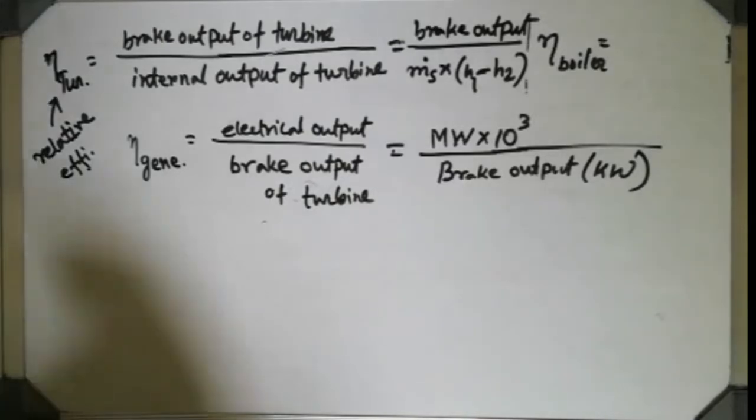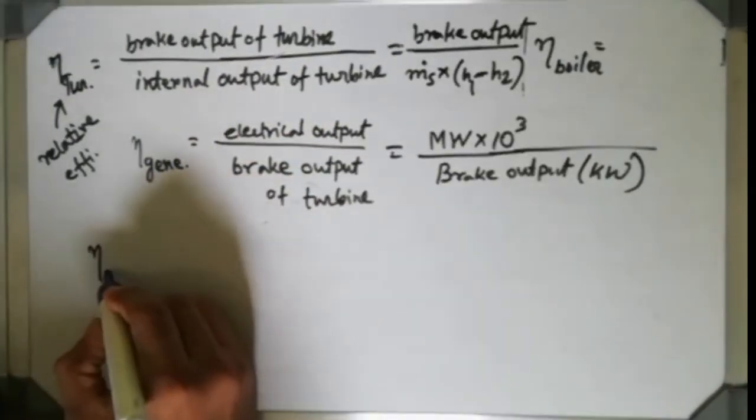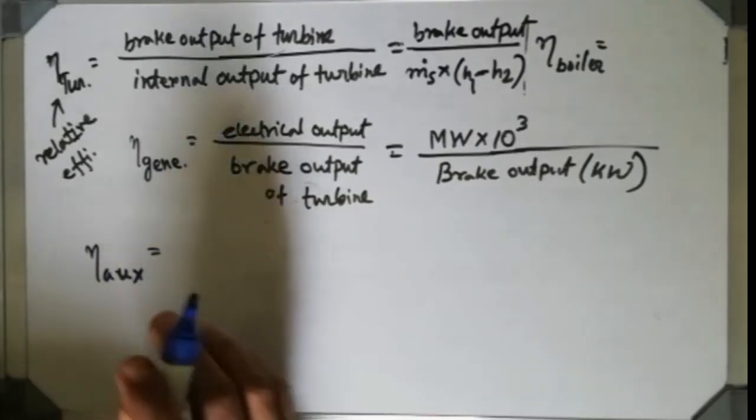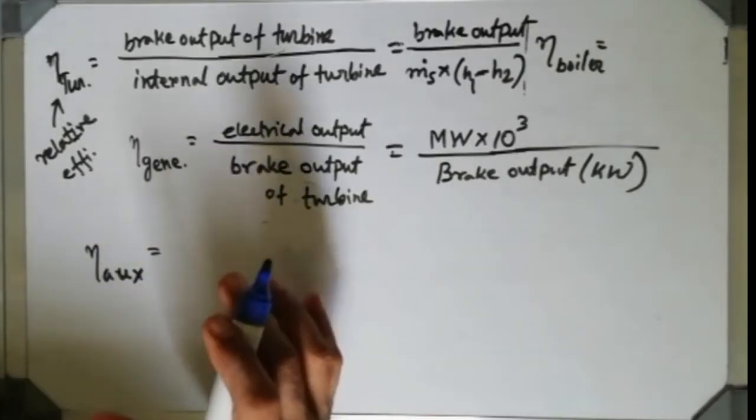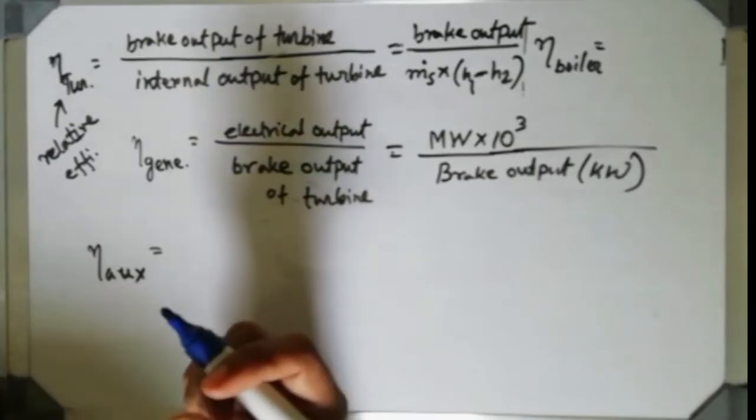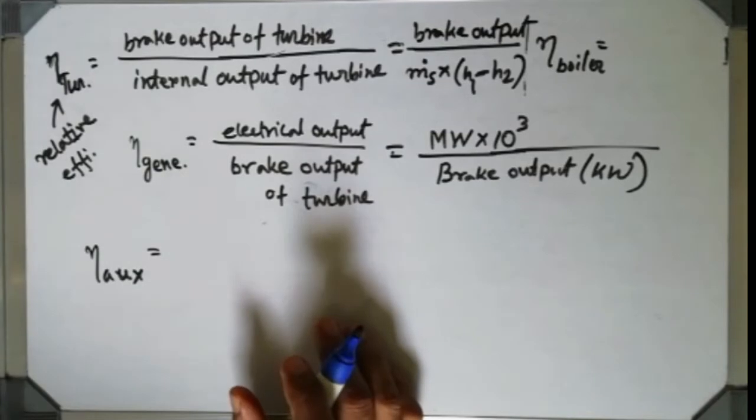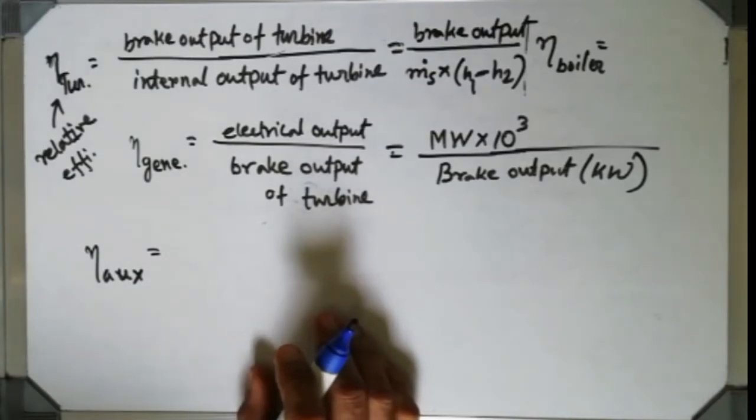Fine. And one last thing is left over there, that is auxiliaries. Eta auxiliary means there are some devices which consume some power. Obviously some devices are there. At the time of boiler draught, I explained what boiler draught is, and I explained artificial draught. To make the artificial draught, lots of blowers will be there. All those blowers will consume some power.